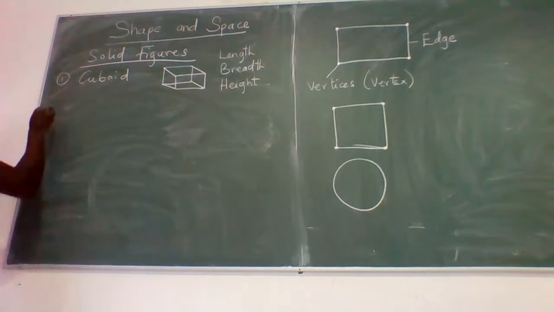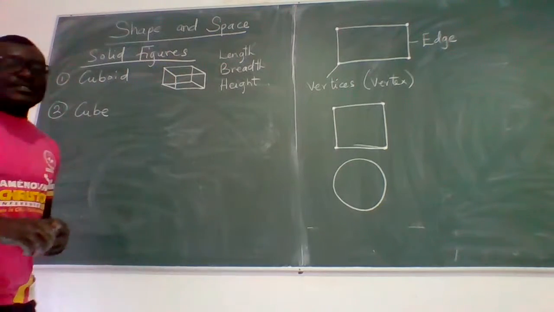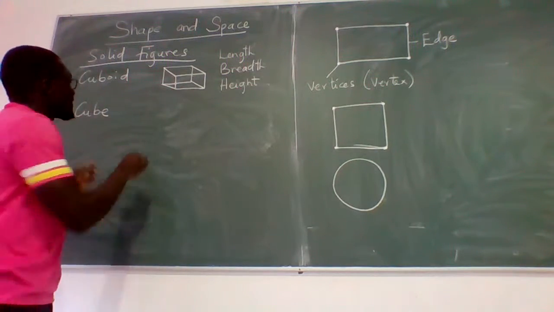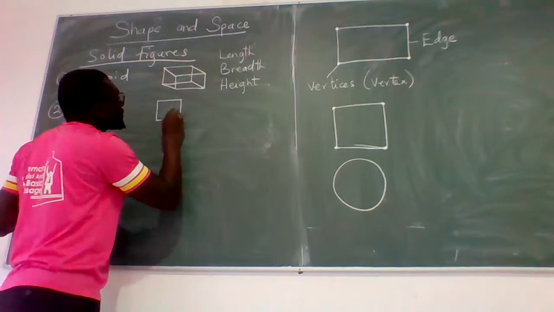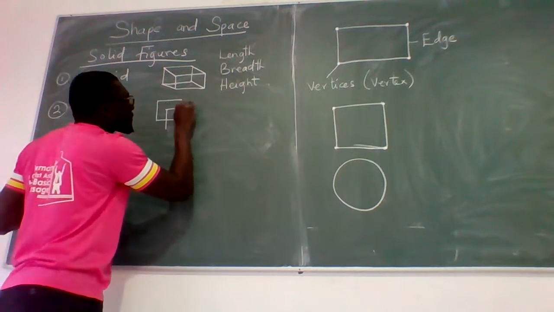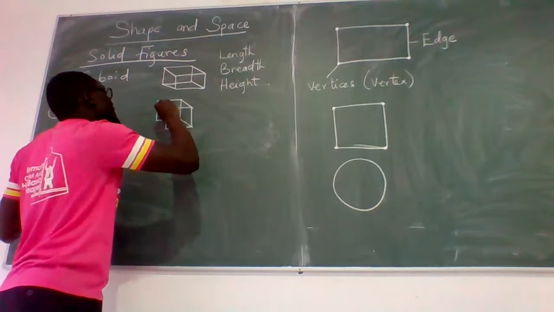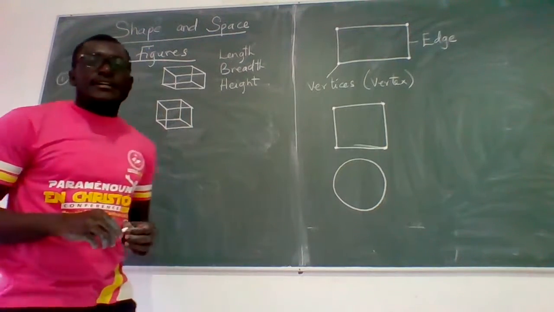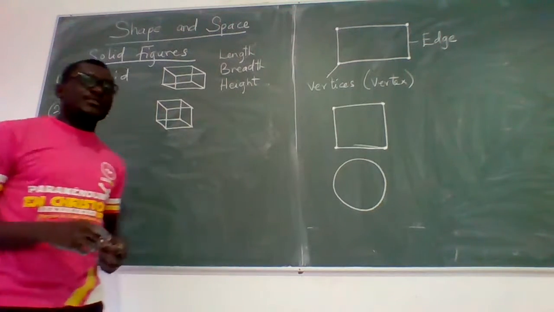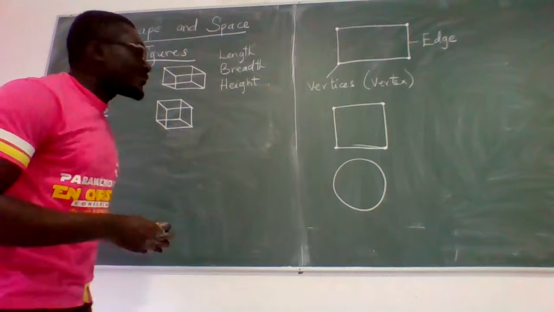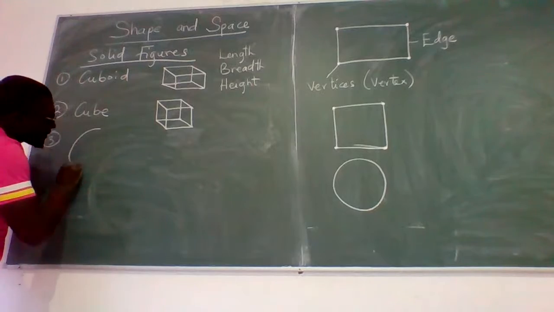Okay. And you can look at the cube. So the cube is also just like the keyboard, only that this time all the sides are equal. And one example that you usually see is the Ludo die, or maybe the Chocomelo that you take every day. So that's an example. Another thing that you can talk of is the sphere.